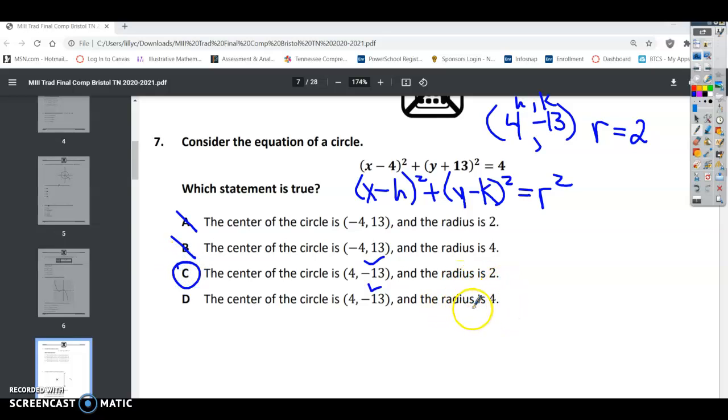Okay, so if you forget to take the square root of 4, you would choose D, but that's not what the equation of a circle says. So the correct answer for number 7 is C.